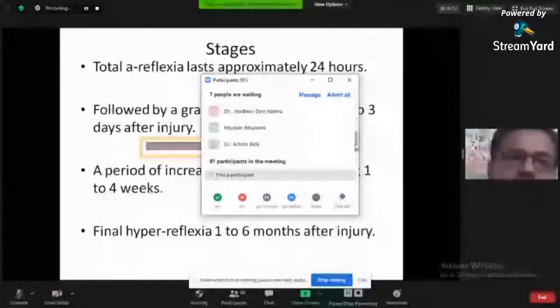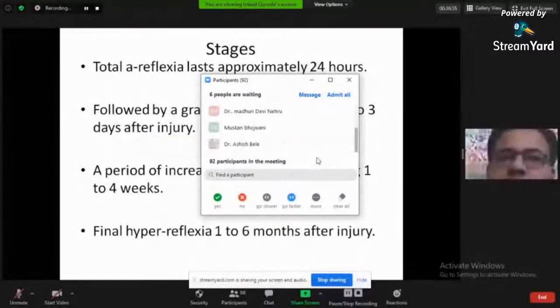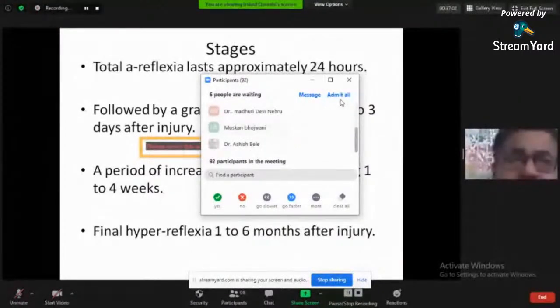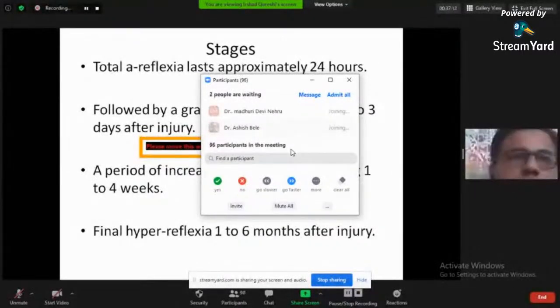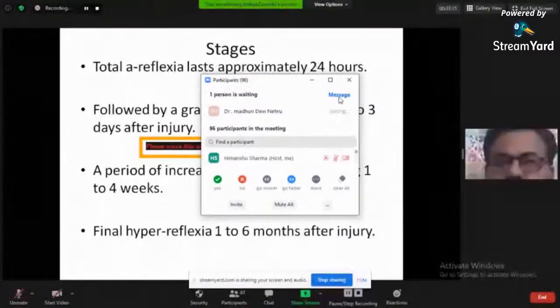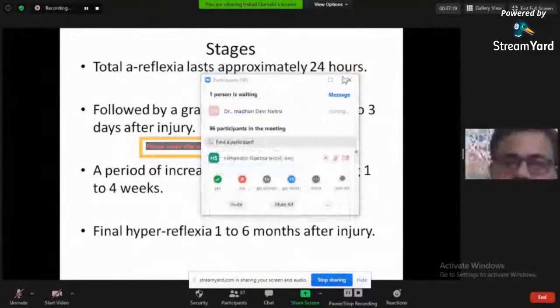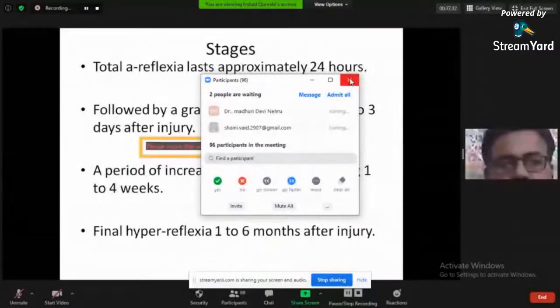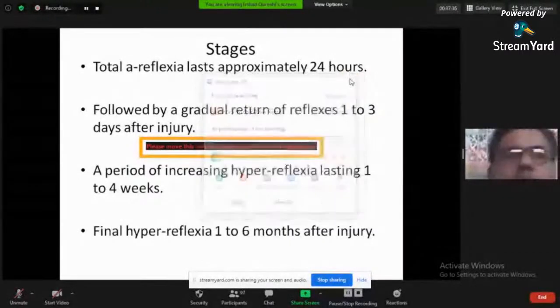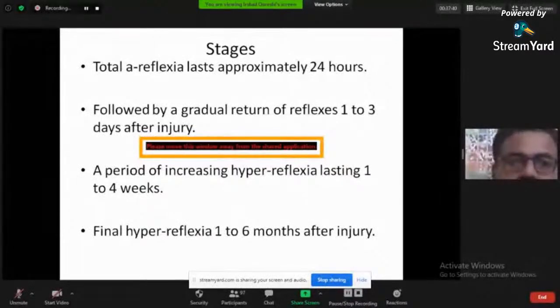There are certain stages. A total phase of areflexia lasts approximately 24 hours theoretically, but it can last up to 72 hours. At times, this has been seen lasting for a week also, which is followed by gradual return of reflexes, like it occurs within 1 to 3 days post injury, and this may occur up to 1 week also. As soon as the stage of areflexia resolves, then it will follow gradual return of reflexes. A period of increasing hyperreflexia lasts for 1 to 4 weeks. So once there is a return of reflexes, this is going to keep on increasing gradually for 1 to 4 weeks. And the final stage of hyperreflexia is going to last for 1 to 6 months after injury. A plateau may occur within a year, or it may occur up to 1 year also.